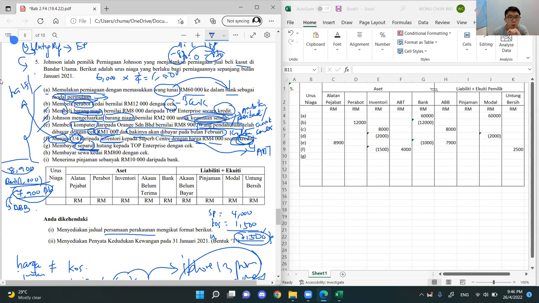Or one over two. Now, do you understand? So he says he pays half of the debt to Top Enterprise by cheque. You pay to Top Enterprise. And who is this Top Enterprise? Oh, so you go back, you refer back to the question.